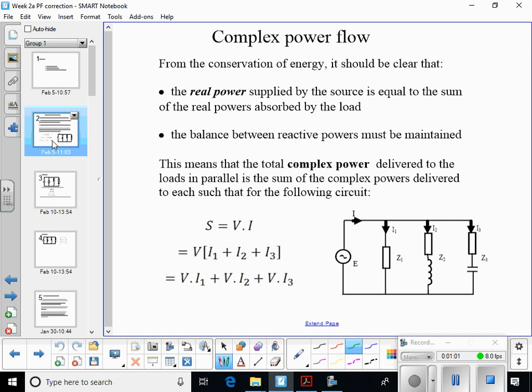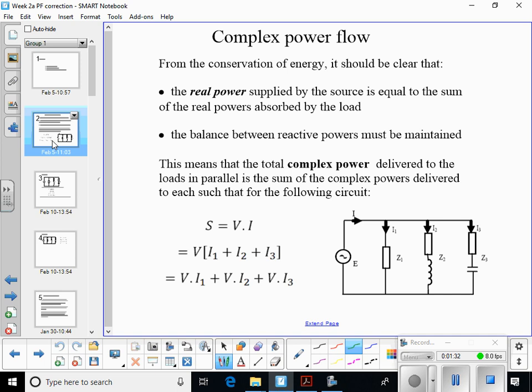So, from the conservation of energy, it should be clear that the real power supplied by the source is equal to the sum of the real powers of the load or loads. So if there's multiple loads, the overall real power is all the real powers added together. The balance between reactive powers must be maintained.